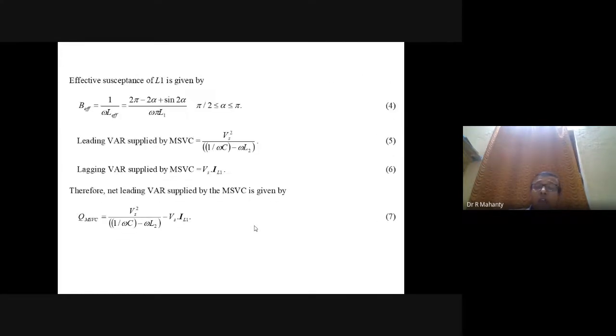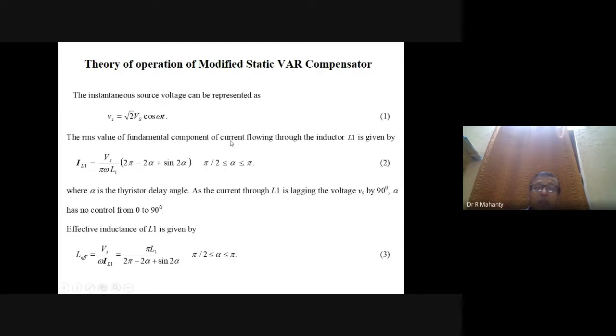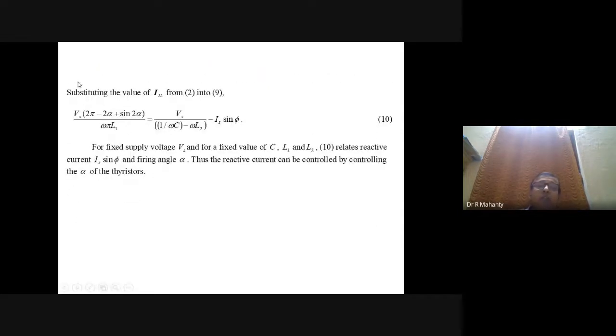Okay, substituting IL1 from 2 into 9. Now IL1 we have written in equation number 2, and this is put into equation number 9. So if you put this here, you will get this equation. So whatever control that you will have to do is using equation number 10 for reactive power compensation.